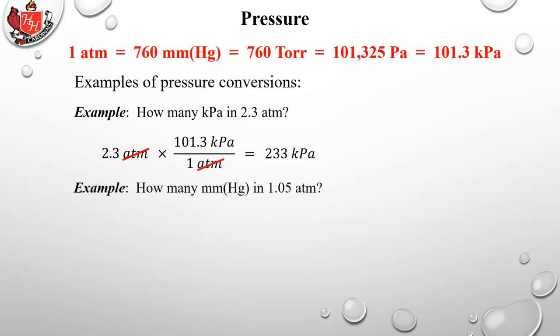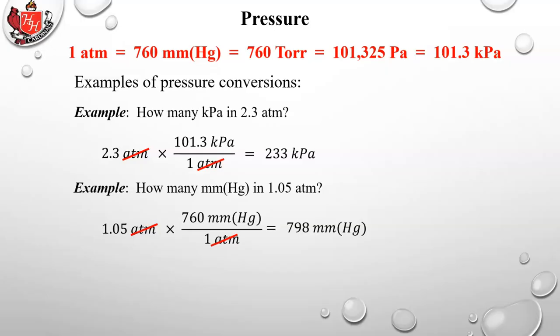How many millimeters of mercury in 105 atmospheres? So you start with 105 atmospheres, you go up above and you see that there's 760 millimeters of mercury equals 1 atmosphere. So we go ahead and make the conversion factor, we cancel atmospheres, and that gives us 798 millimeters of mercury.